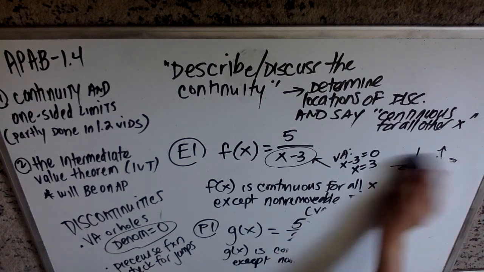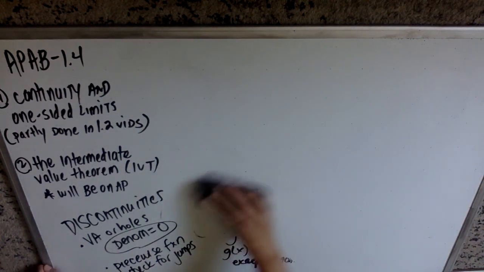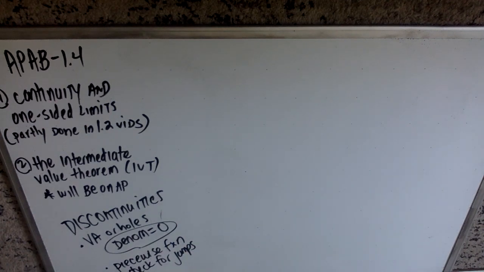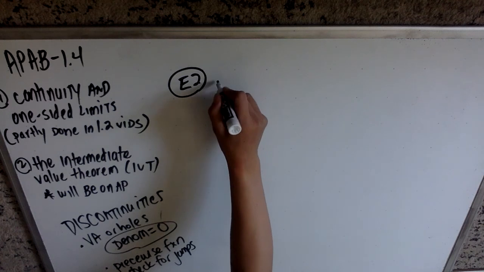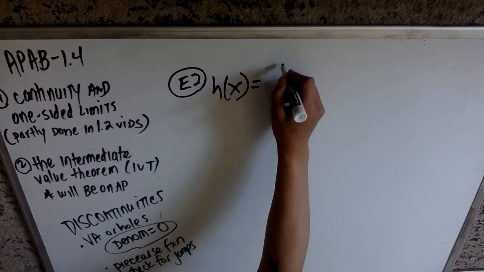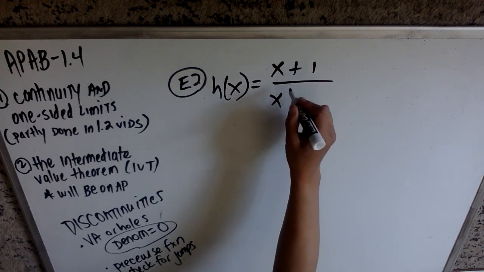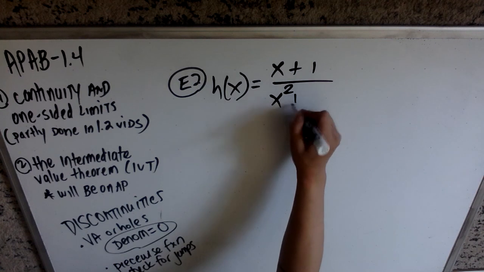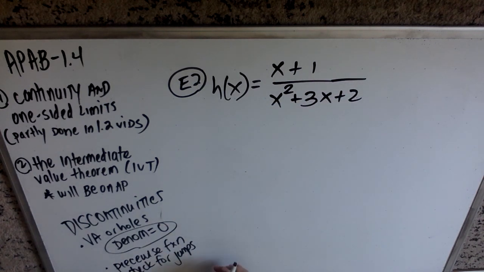Now let's do an example where we talk about having some holes, because that's the next kind of discontinuity I want to mention. Okay, so if you think back to Algebra 2, specifically if you had me, it's our section 8.2 in Algebra 2. We're still going to be discussing the discontinuity, but let's do an h of x equals x plus 1 over x squared plus 3x plus 2. Cool. All right.